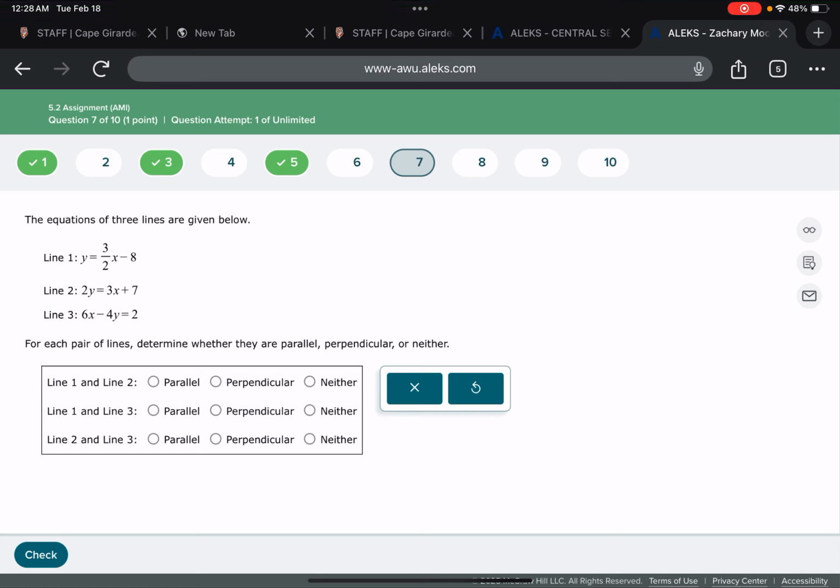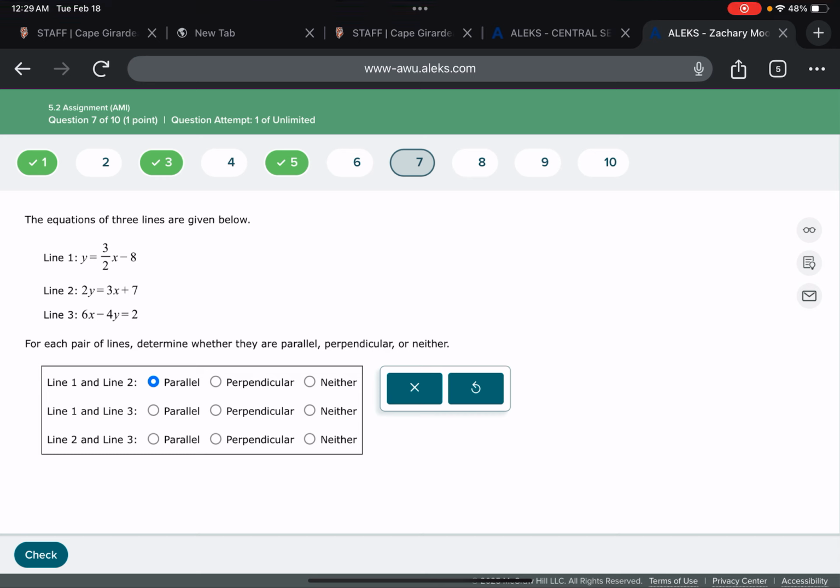So on line 1, it says that the slope is 3/2. But do you see how on line 2 and line 3, it's not in slope-intercept form? So you're going to have to convert that and get y by itself. So on line number 2, you're going to have to divide everything by 2, which for line 2, it would be 3/2. So line 1 and line 2, that would be parallel because they both have a slope of 3/2.